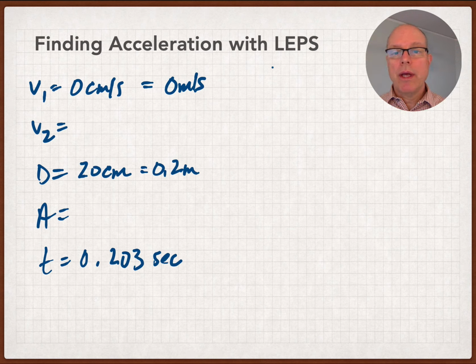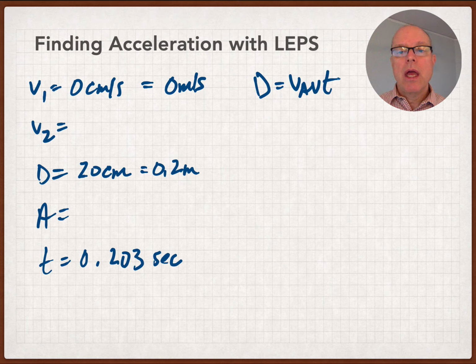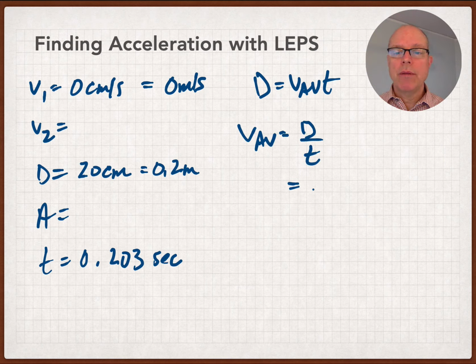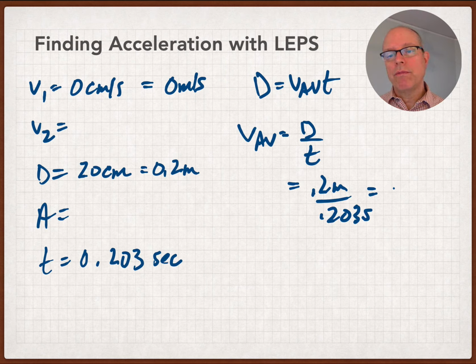In good old LEPS style, the very first thing we do is look at our formulas. We have D equals V average times T, and that turns out to be the one we want to use first because we have the distance and we have the time. We can use it to figure out the V average. So I'm just going to do the algebra. V average equals D over T. We plug in: 0.2 meters over 0.203 seconds. And that gives us an average velocity of 0.985 meters per second.